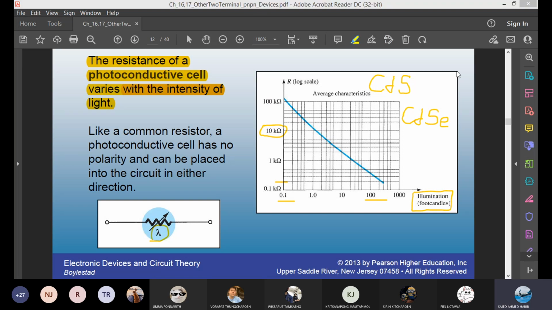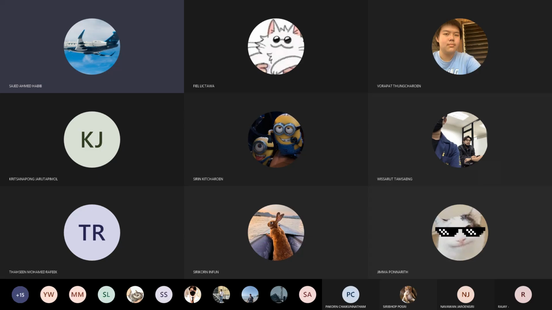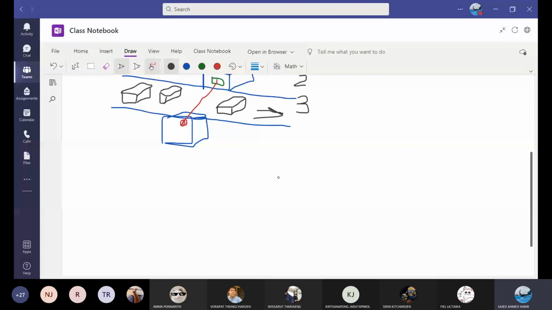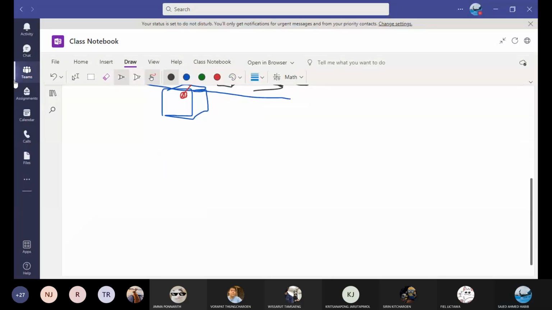I'll go back to our class notebook. I drew some sketch by myself in my notebook, so I will just try to draw it here. Can you see the screen? Yes, we can see the screen.